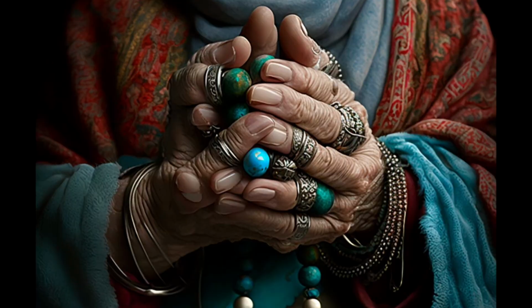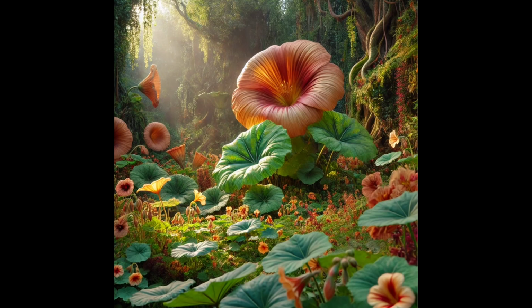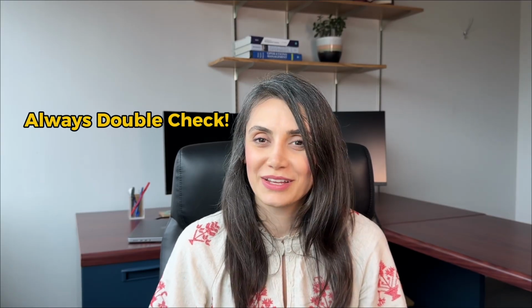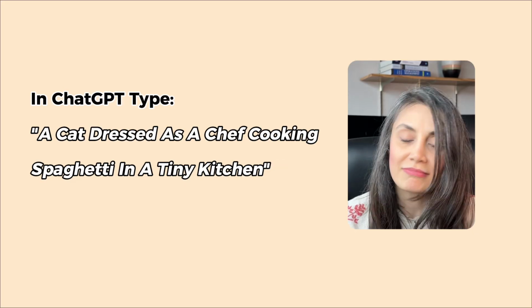When it comes to image AI, sometimes the details are off, like too many fingers on a hand, blurry background, or repeated patterns. So always double check before you share your AI-generated images. Now, pause the video and type, a cat dressed as a chef cooking spaghetti in a tiny kitchen, into ChatGPT, and see what you get. Congrats, you just generated an image using AI.